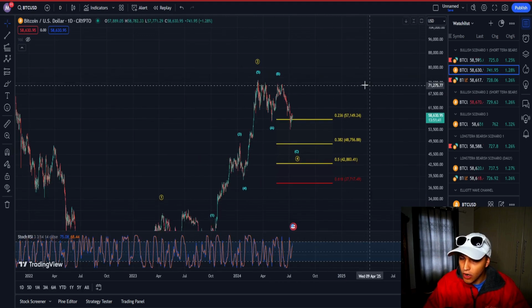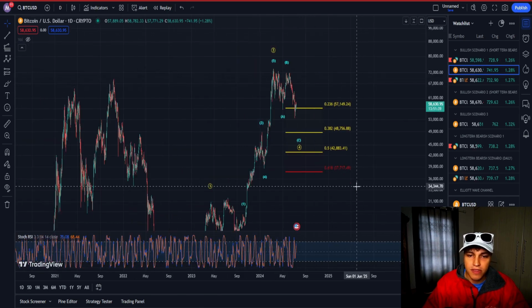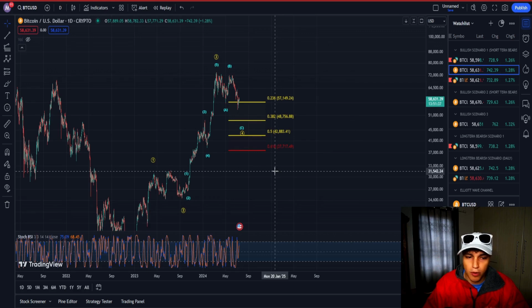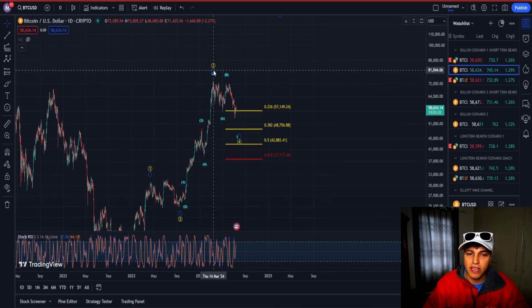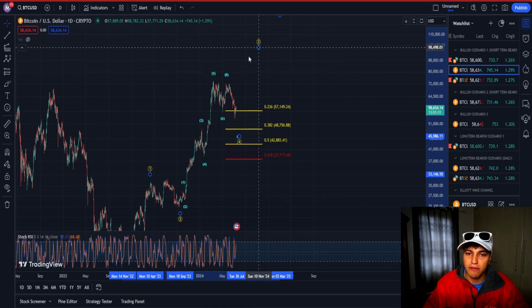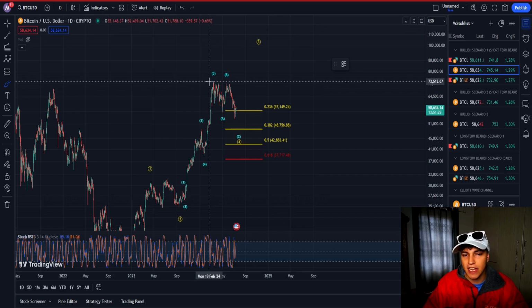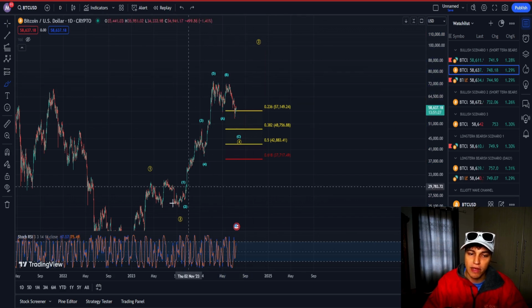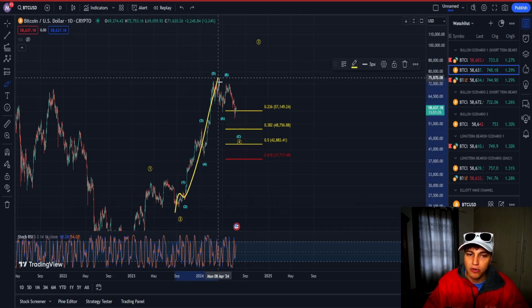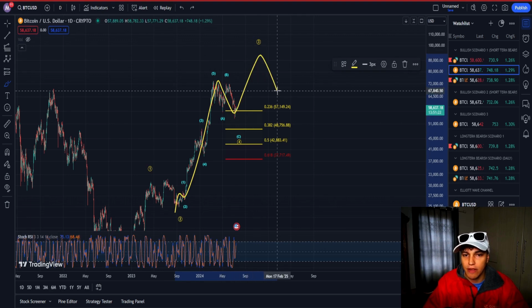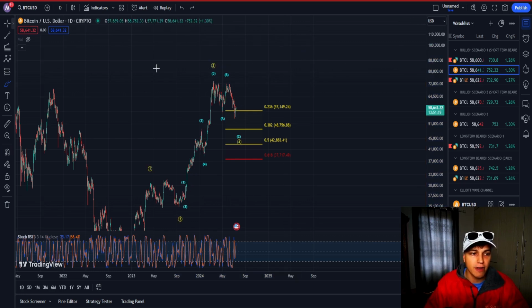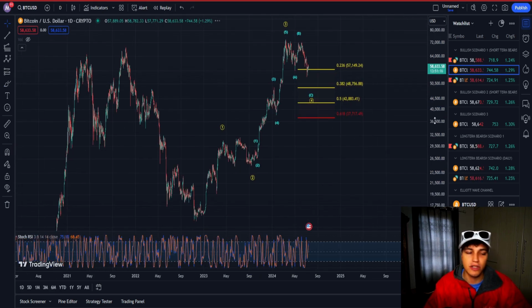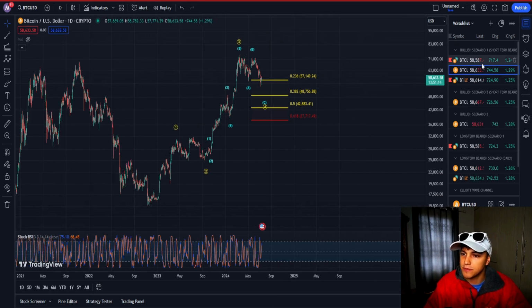So in this scenario, there are 2 possibilities. This is one of them. Another possibility is that we are not yet done with this wave 3, and this is a wave 4 of the wave 3. So we would have a count like this in the wave 3, followed by another 4, 5. Now that is a possibility, but we'll track it as it comes.